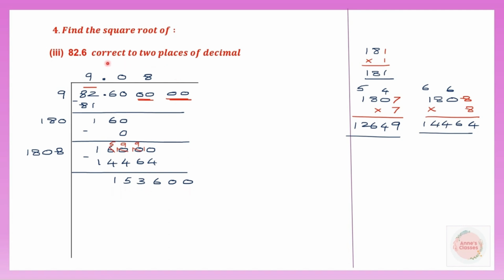1,53,600. Now we have to double this. Ignore the point and double it. So that becomes 908 into 2. 2 eights are 16, carry 1, 2 zeros are 0, plus 1, 2 nines are 18. So we have 1,816. So we need to write that number here, 1,816.